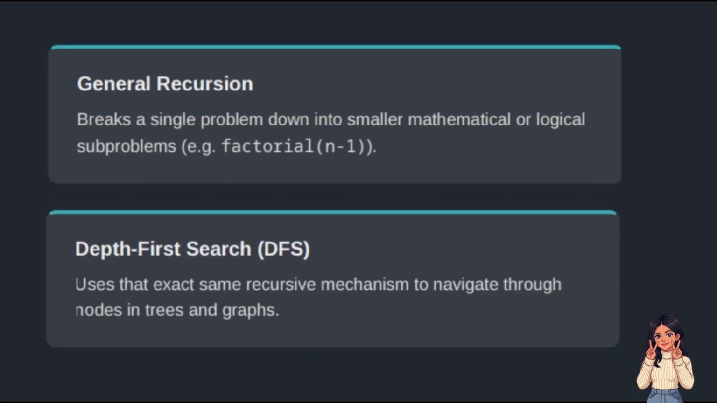While regular recursion breaks a general problem into smaller subproblems, DFS uses this exact same recursive mechanism to navigate through linked data nodes. The core idea behind depth first search is right in the name. Go as deep as possible down one single branch before backtracking and trying another one.